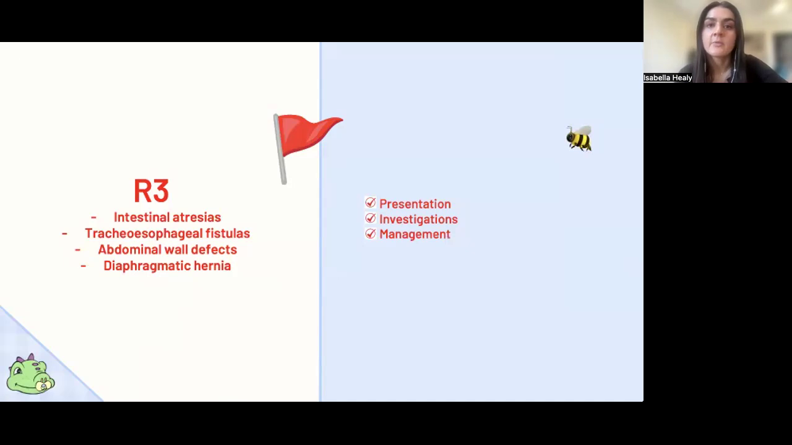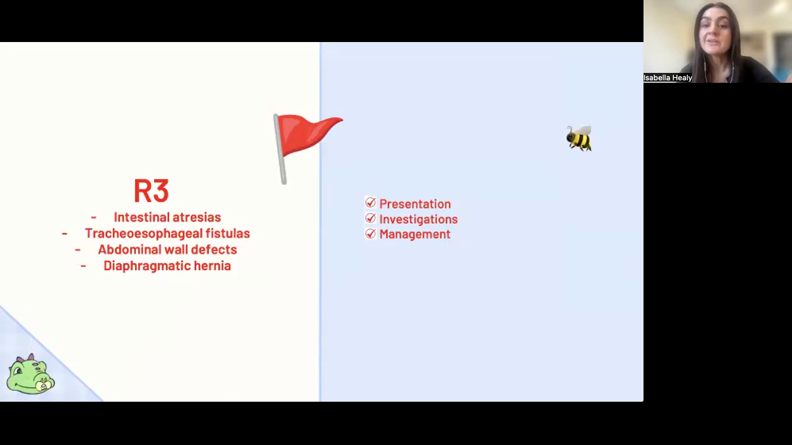I am Isabella. I'm one of the fifth years on the MUPPITS committee, and I am going to be talking today about the R3 paediatric surgical conditions. Sort of an overview of the four listed here.